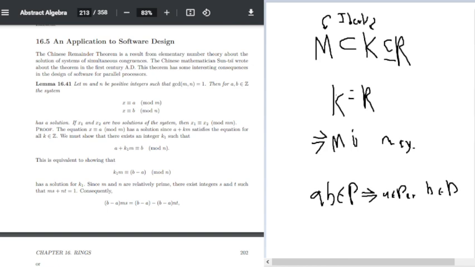We must show that there exists an integer k1 such that a plus k1m is congruent to b mod n, and is equivalent. Oh, give me a second. Huh. That's some very bad snow outside. Hopefully I don't have internet issues.